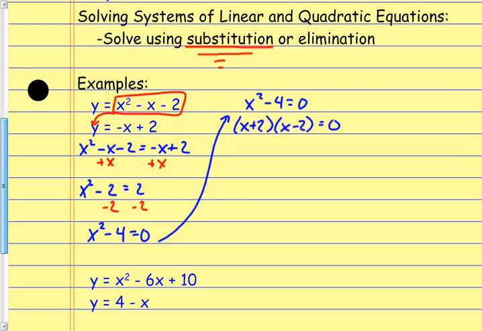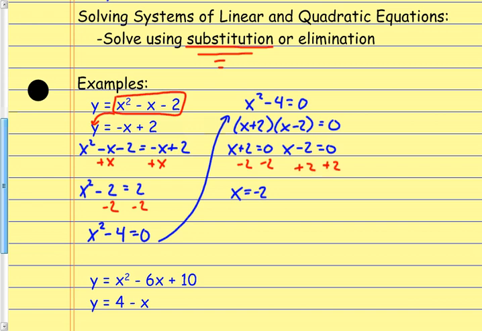And now I set each factor equal to 0. X plus 2 equals 0. X minus 2 equals 0. And I solve each. Here I subtract the 2 from each side, and I find out that x equals negative 2. Here I add the 2 to each side, and I find out that x equals a positive 2.